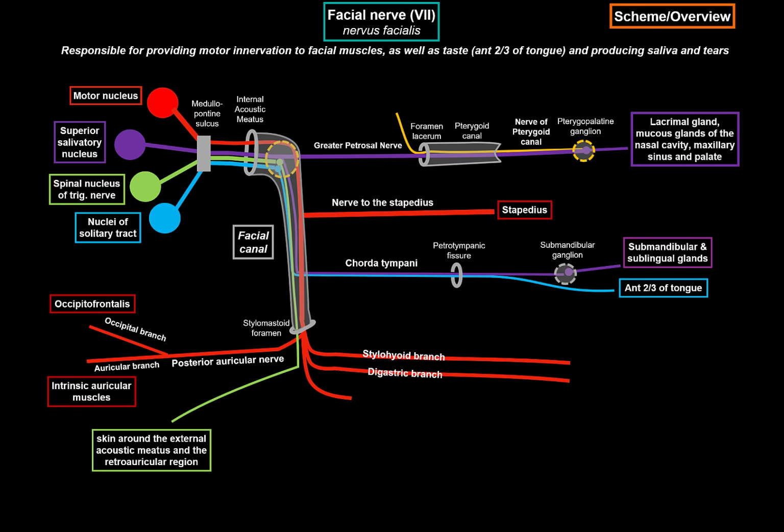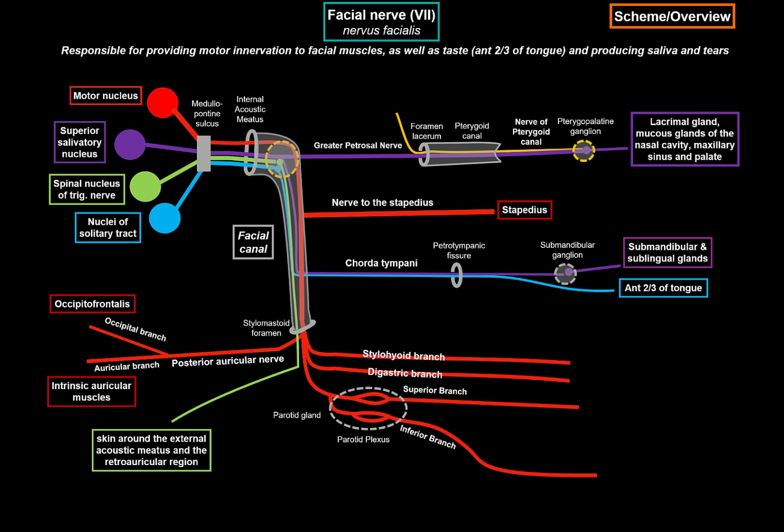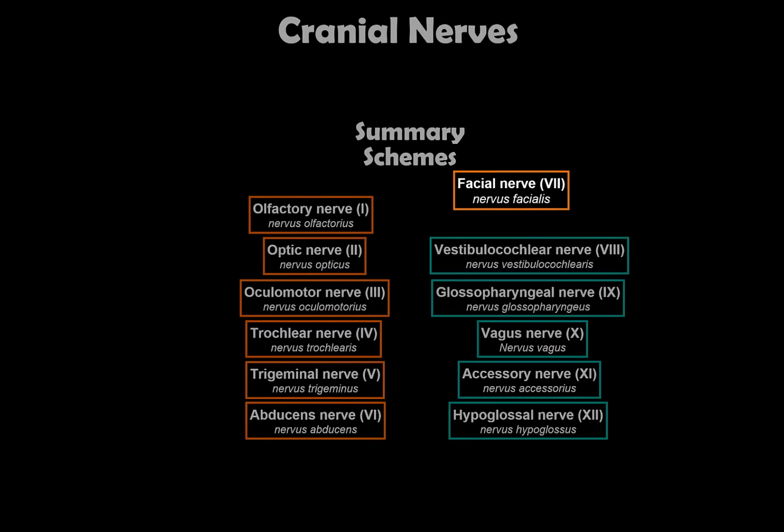The facial nerve then continues into the parotid gland, branching off, forming the parotid plexus, which is a plexus of nerves that give off the superior branch and an inferior branch. The superior branch gives off the temporal, zygomatic, and the buccal branches, while the inferior branch gives off a marginal mandibular and the cervical branch, all supplying different muscles of the face. So that was this nerve.